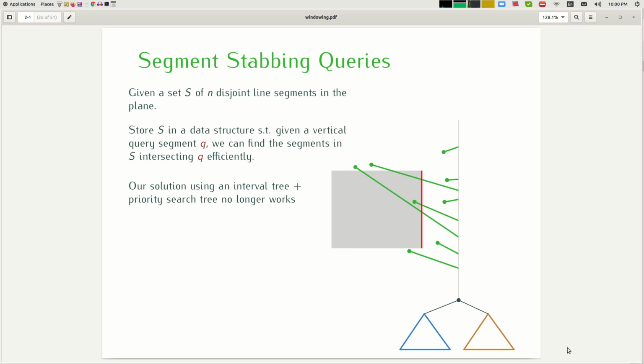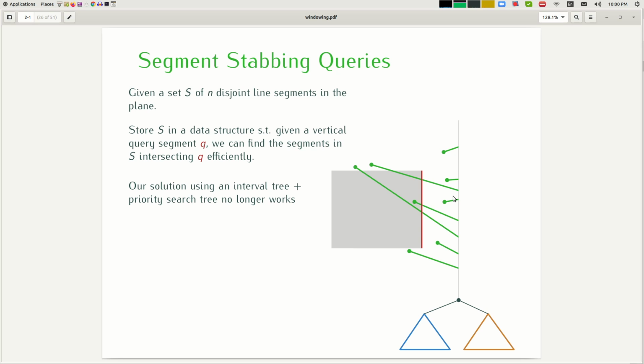To motivate the segment tree, the twin structure to the interval tree, we need to go back to the original problem that we started with. We have a set of line segments, not necessarily horizontal or vertical, that could be of arbitrary orientation, and we want to find those that intersect the vertical line segment. If you look at the previous solutions, you can see that none of them actually work. This idea of using a three-sided query doesn't work. You can't capture these line segments that cut diagonally and so on. Okay, so we have to do something different.